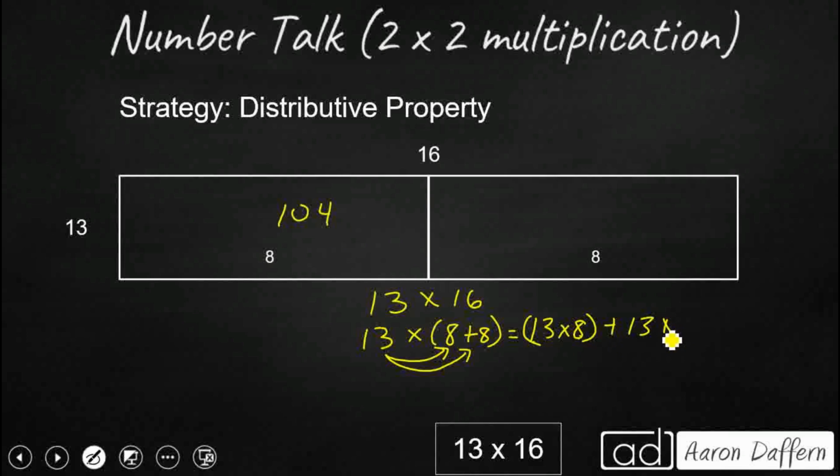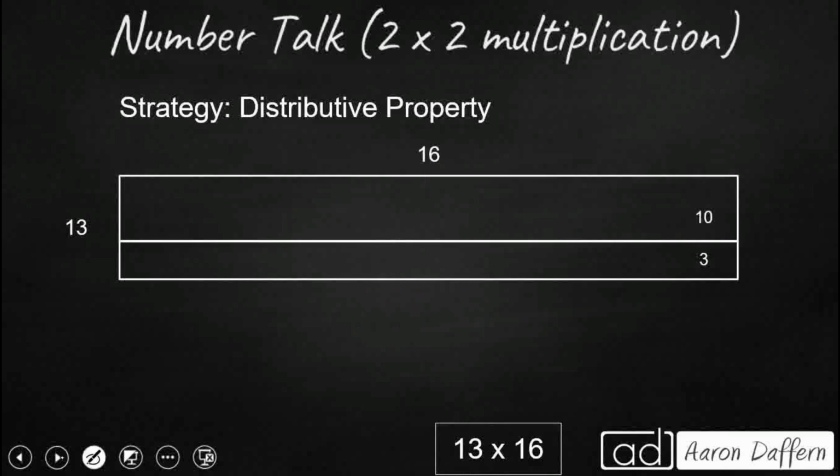Add those two up, you get 104. And then you're going to get another 13 times 8. That's going to be another 104, which brings us back once again to our 208. We've broken up the 16 two different ways. We haven't looked at that 13.